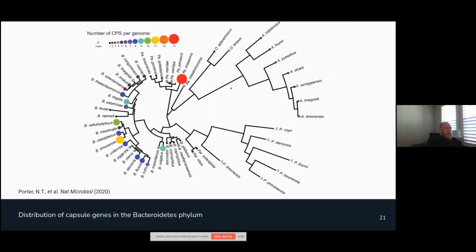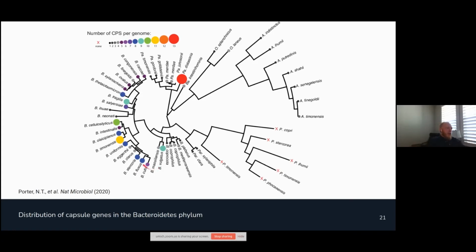So I next want to illustrate a couple of projects that we've used this for in the lab. So the first project we applied our algorithm to was to analyze the distribution of capsule genes in the Bacteroides phylum. So bacteria can have a capsule made of complex carbohydrates surrounding the outside of the cell. And these can vary depending on the specific bacteria, and individual bacteria can produce a number of different carbohydrates.